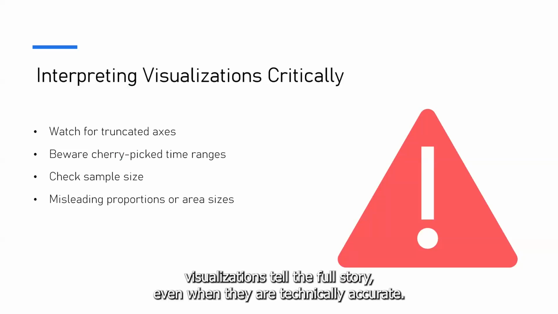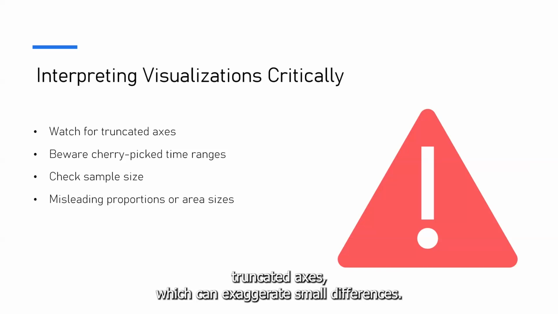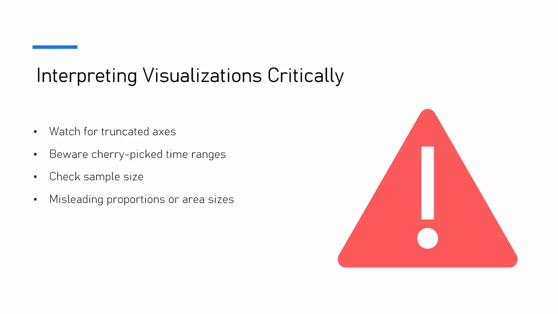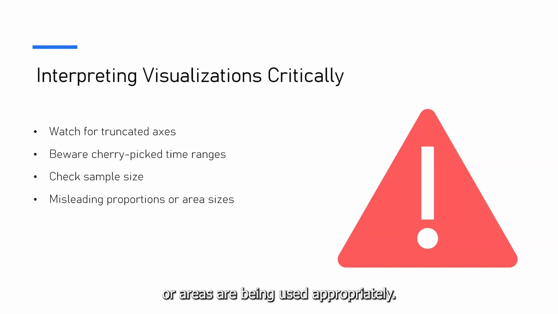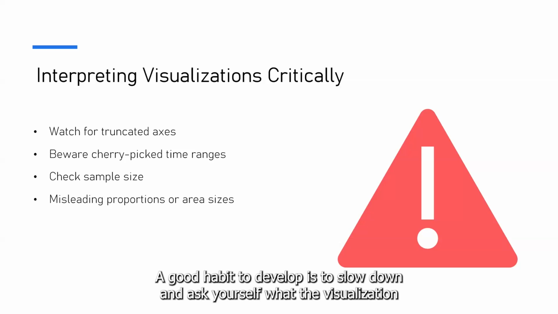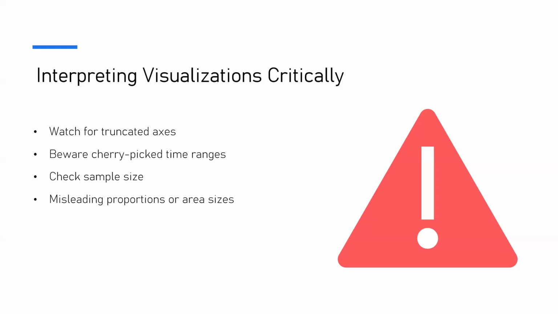Not all visualizations tell the full story, even when they are technically accurate. When interpreting a chart, it's important to watch for truncated axes, which can exaggerate small differences. Cherry-picked time ranges can also be misleading, especially if they exclude important context. Always consider the sample size and whether proportions or areas are being used appropriately. A good habit to develop is to slow down and ask yourself what the visualization is actually showing and what it might be leaving out.